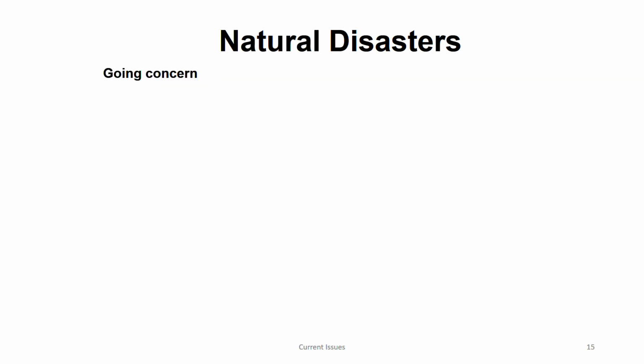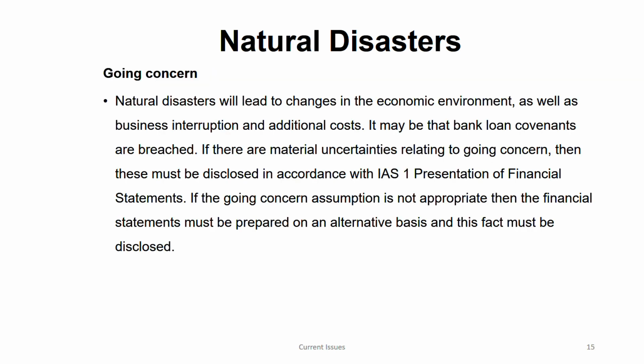Now, going concern, very important area. Because of a natural disaster, it becomes harder to say whether you're going to survive or not. So because of this, it has an impact under IAS 1. Additional cost came. There is some business interruption. Maybe your bank loan covenant is breached. There might not always be a going concern issue, but if there are any material uncertainties, then you have to disclose this in accordance with IAS 1.